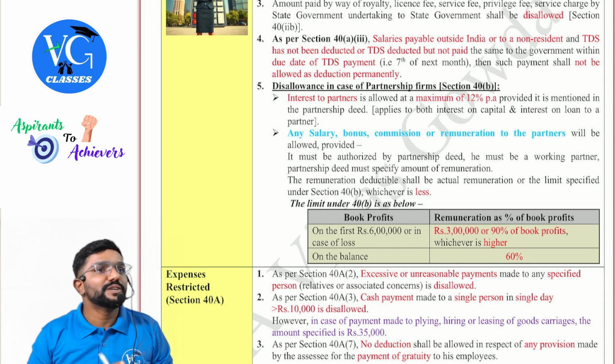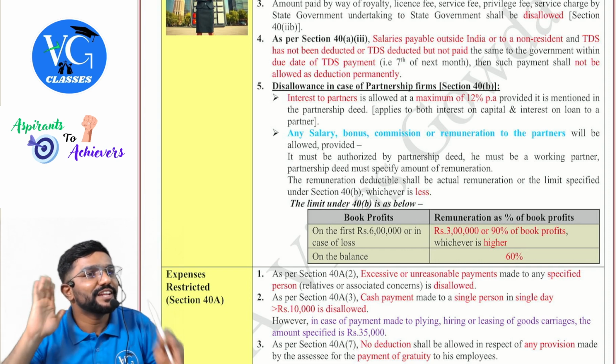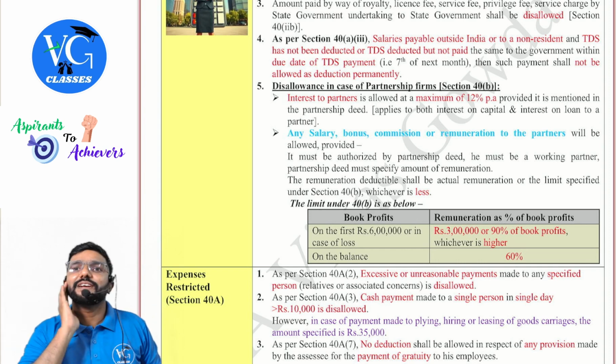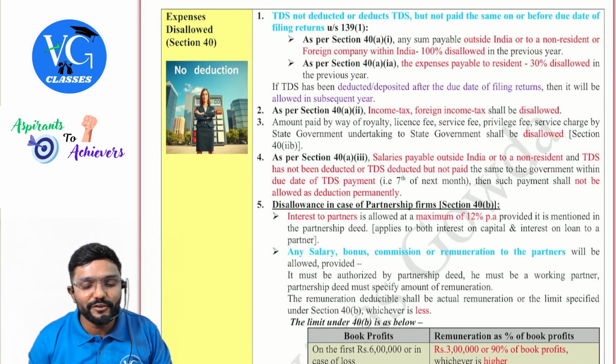Permanently disallowed. Sir, I deposited on 8th, sir. I deposited on 10th, sir. Thank you. Completely disallowed. Completely disallowed. Please be careful.